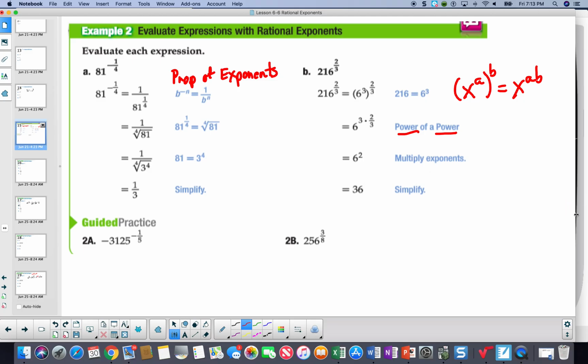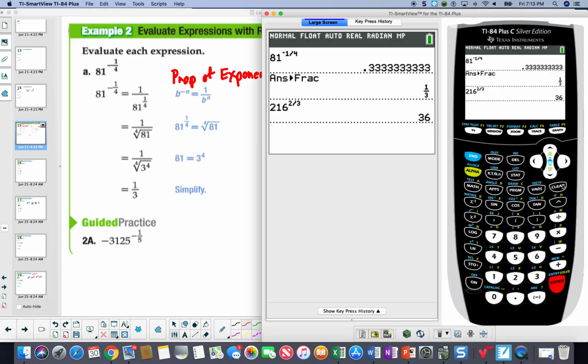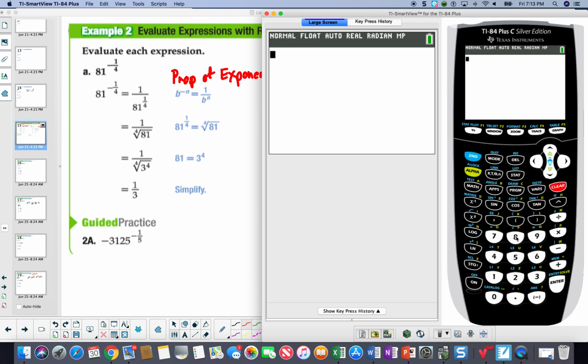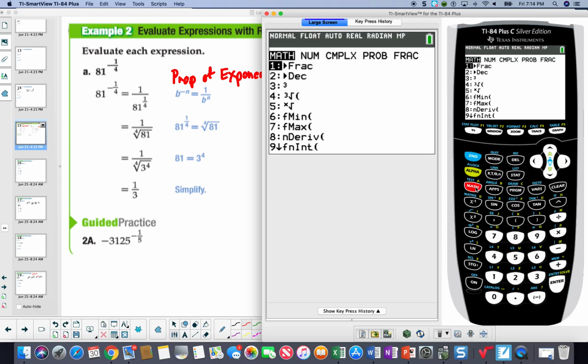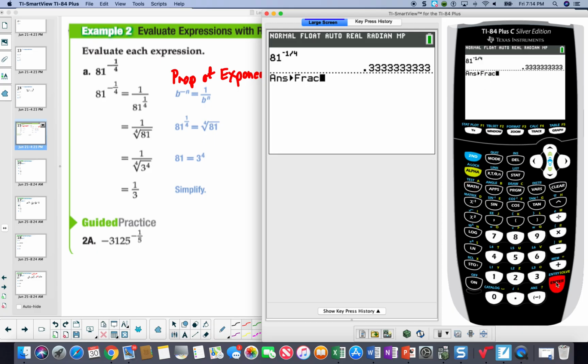Now we can also do this on our calculator. Let's go ahead and I'll show you how to do that. 81 caret, and then we're going to write -1 divided by 4. And that'll be the -1/4 power. And if you enter it, you're going to get 0.3 repeating. We can change that to a fraction by pressing math and then entering, and it'll change our answer into a fraction. Enter once again, and we'll get 1/3.